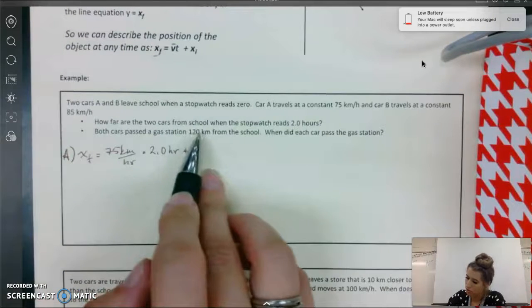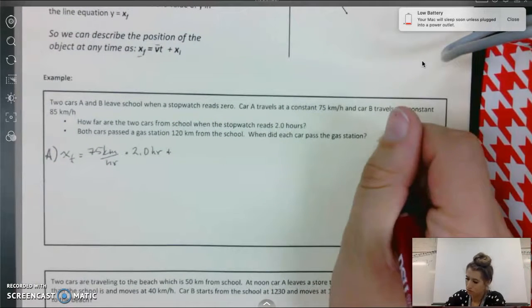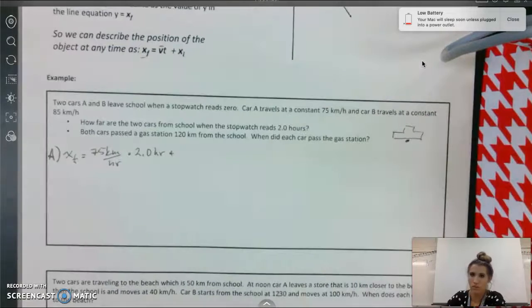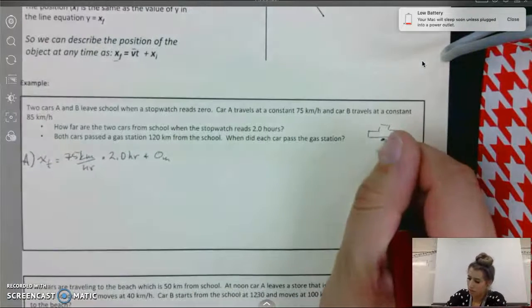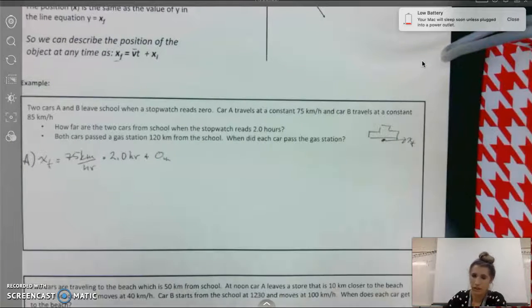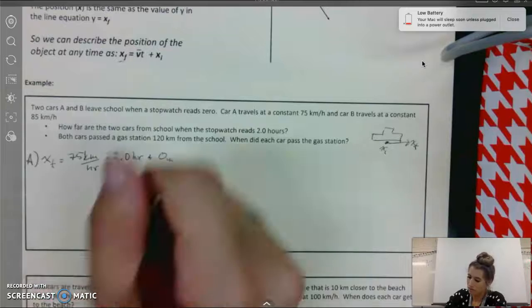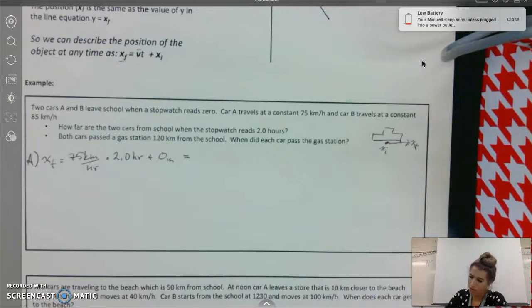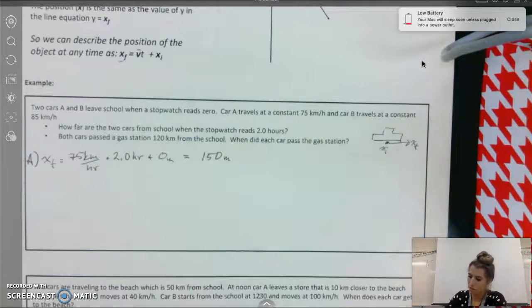How far are the two cars from the school? Well, let's make the school here our 0 point. So my initial position is actually 0 meters, and then we're traveling to some x final. And there's our x initial at 0. Okay. So when I plug this in my calculator, I'm going to take the 75 times the 2 hours, and I get 150 meters.